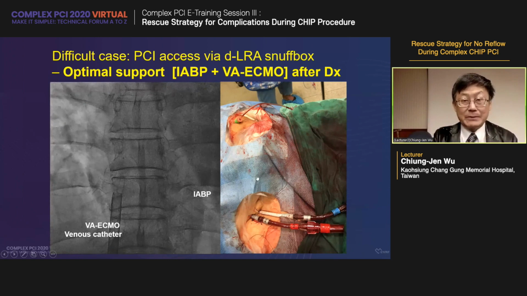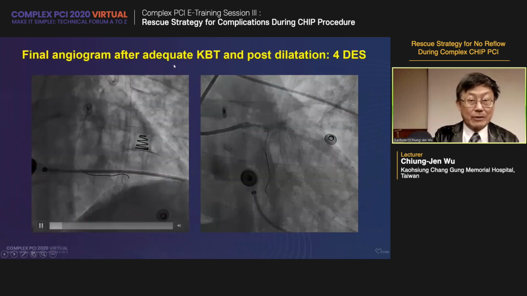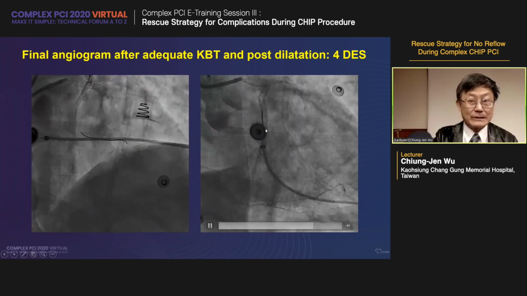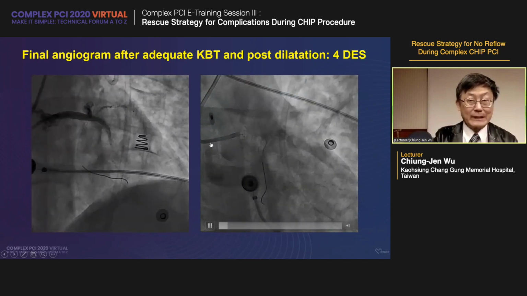So this is IBP and ECMO inserted, and we go from a distal radial access. Then we revascularize the left main, LAD, and circumflex. And the final result was putting in four drug-eluting stents.